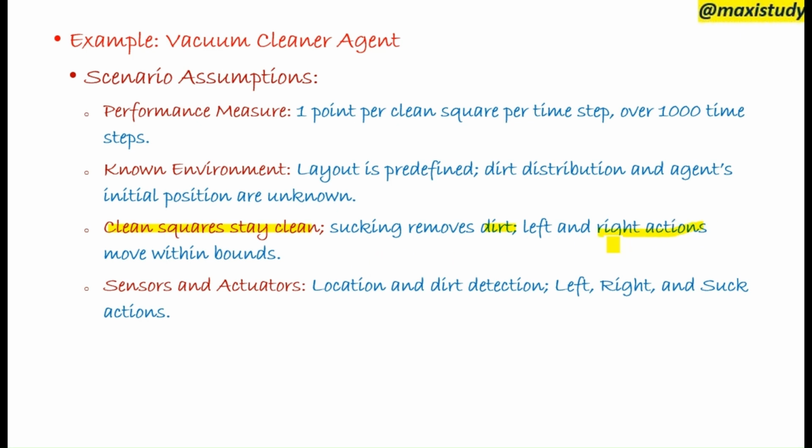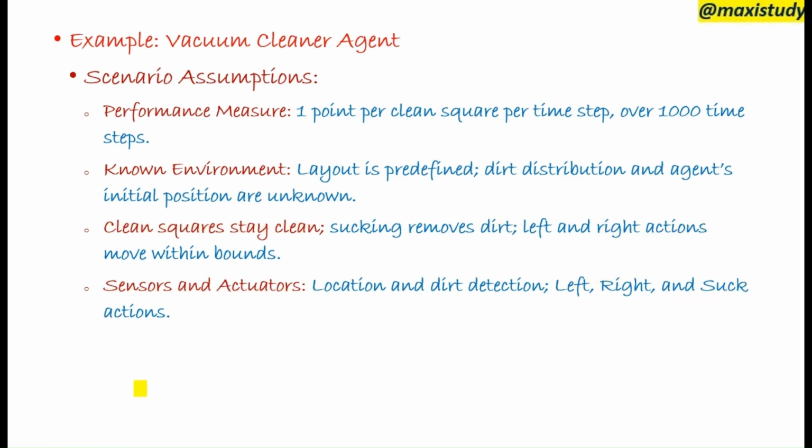But is this agent rational? Let's see. It depends. Let's assume it scores 1 point for each clean square at each time step. Next, it knows the layout of the environment but not where the dirt is or its starting position. And next, its actions are limited to moving left or right and cleaning. Under these conditions, this agent is rational because it maximizes its performance measure by checking whether a square is clean or dirty.